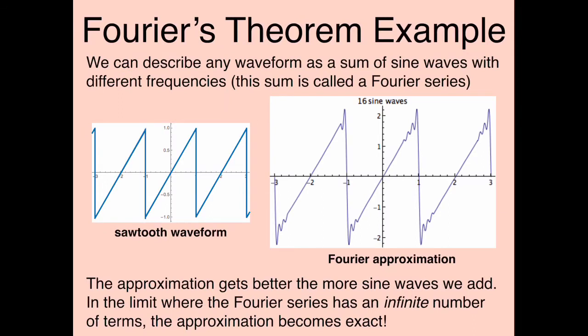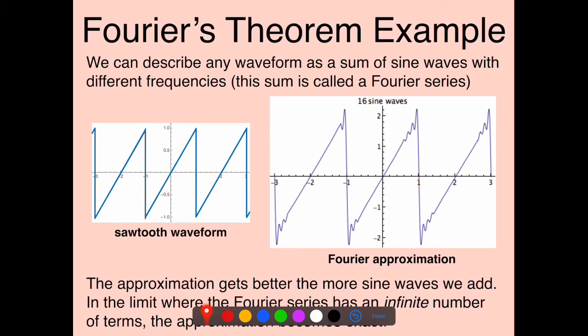So let me show you an example of this. This idea that we can take any waveform and describe it as a sum of different sine waves with different frequencies. And by the way, when we take that sum, this is called a Fourier series. So here's an example for you. We have this waveform, which is called a sawtooth because it looks like the teeth on the blade of a saw. And I'm going to show you how we can take this and describe it using just sine waves that are added together.